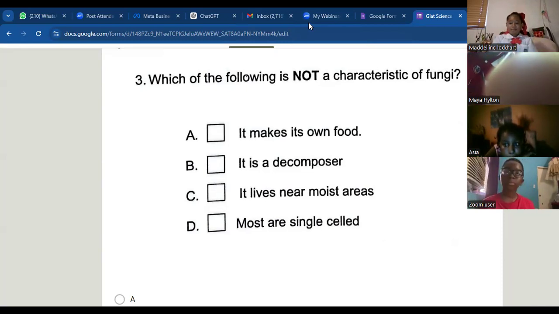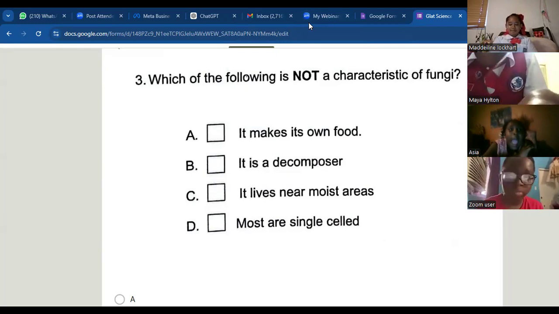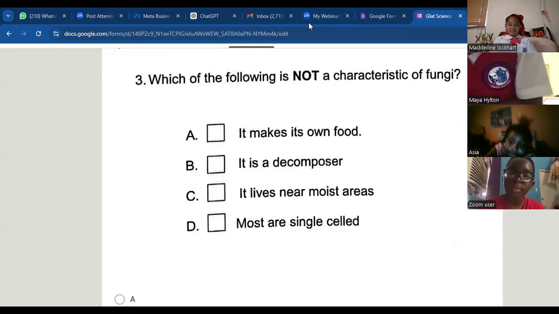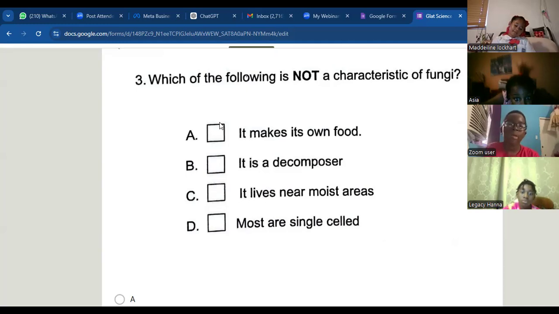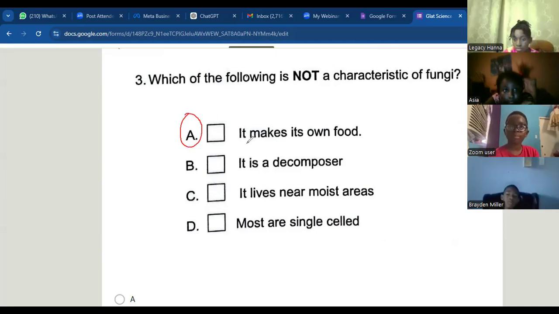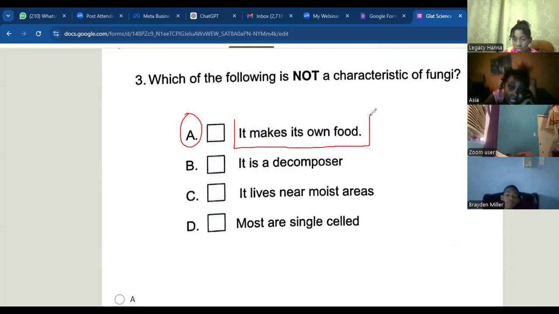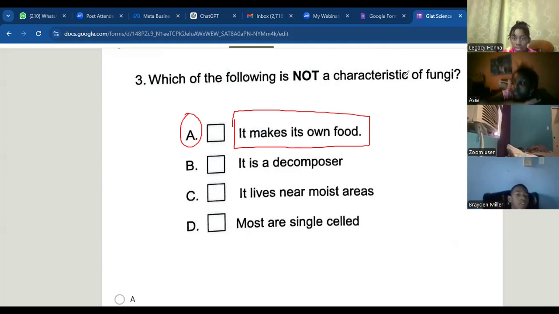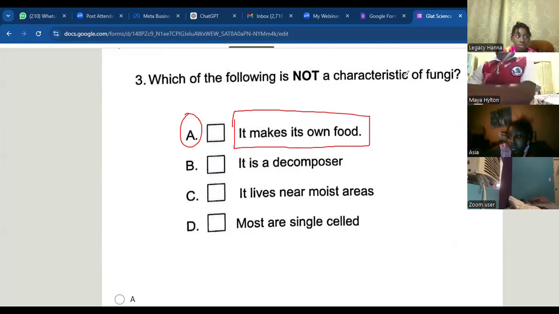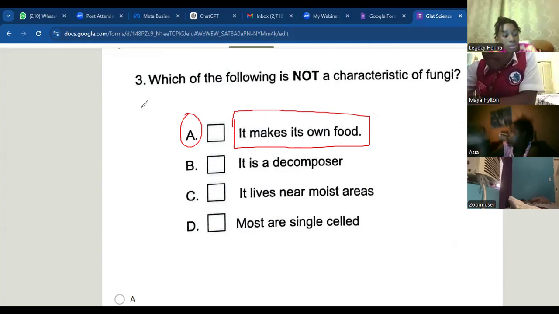All right, what did y'all put for this one? A. Yes. A. So the correct answer is definitely A. If you put A, you're absolutely right. Fungi cannot make their own food, right? Because what is the only thing that can make their own food? What do we call stuff that can make their own food? Trees and plants. Only plants can make their own food. Producers. A fungus is not a producer, so it cannot make its own food.